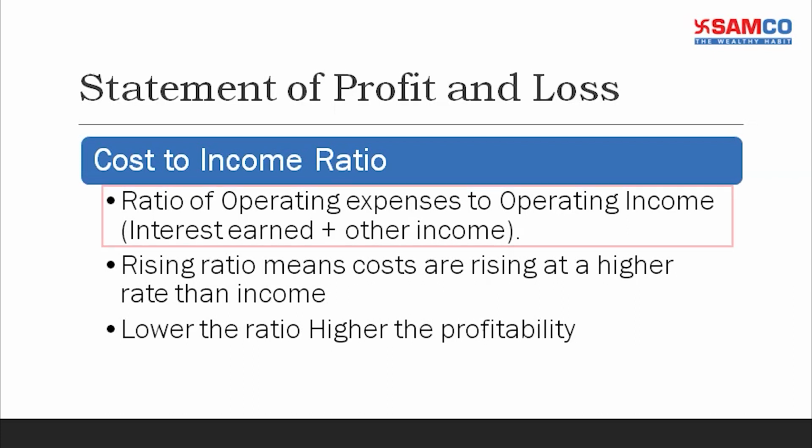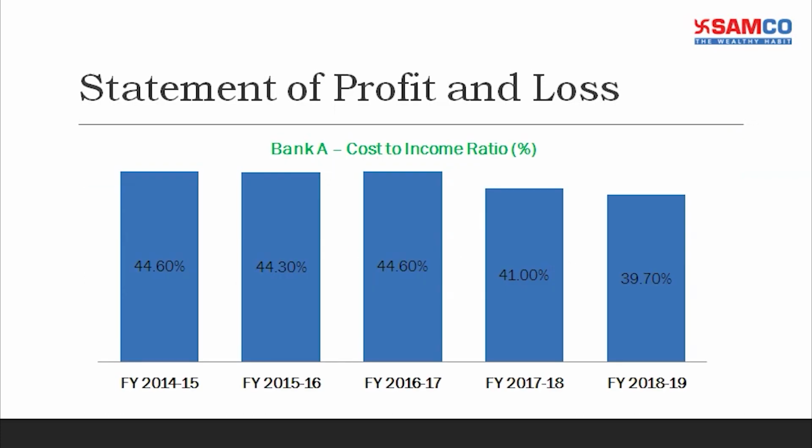This is a ratio of operating expense to operating income, which is interest earned plus other income. Now if we see the ratio is rising over years, it means that the cost is rising at a higher rate than income. Hence, a lower ratio suggests higher profitability. Now we see that Bank A's cost to income ratio is on a declining trend and now stands at 39.70% as on March 31, 2019.